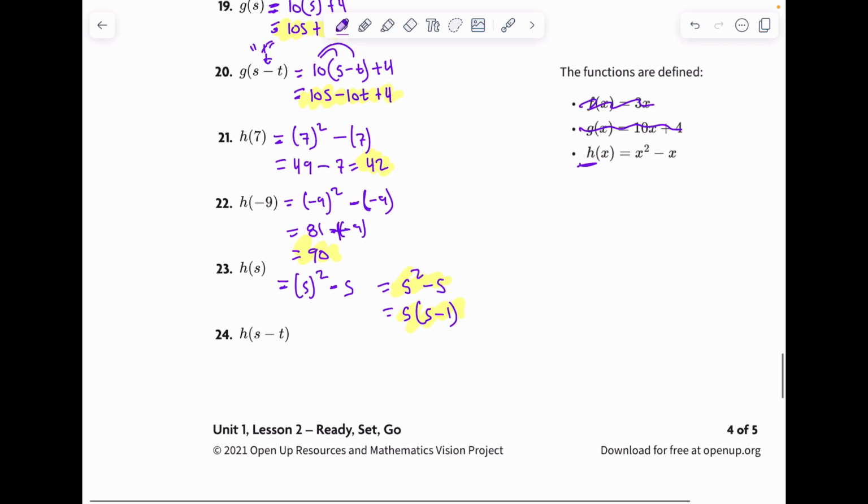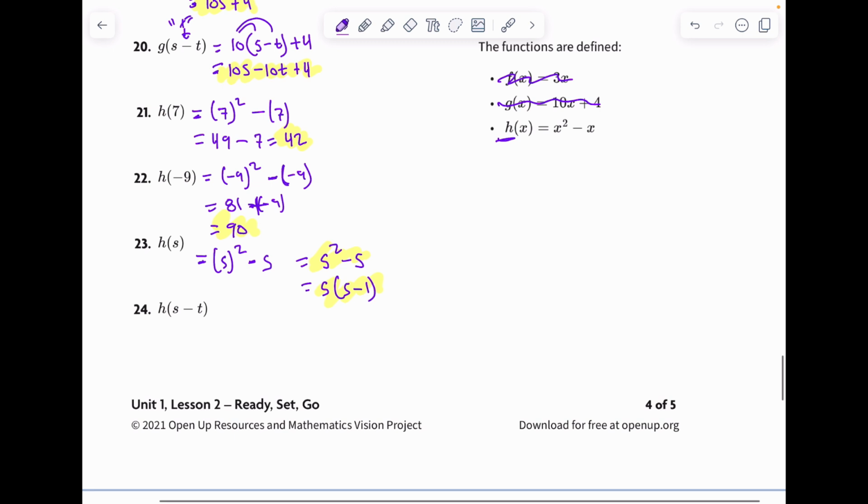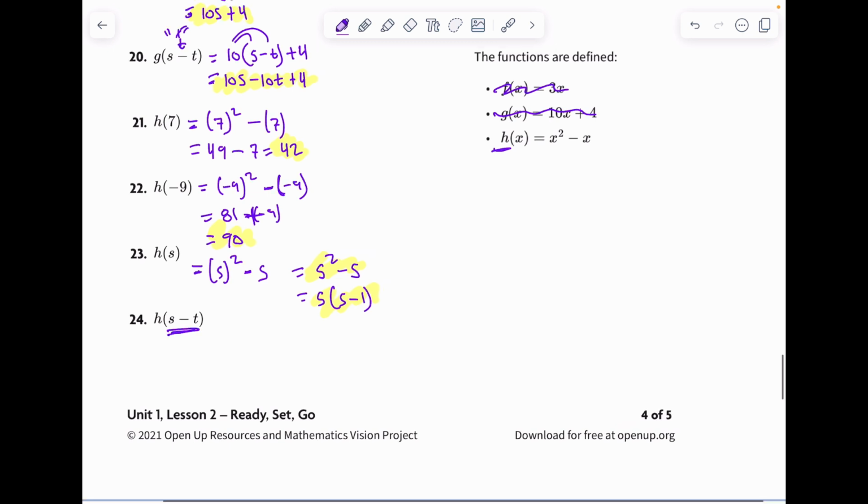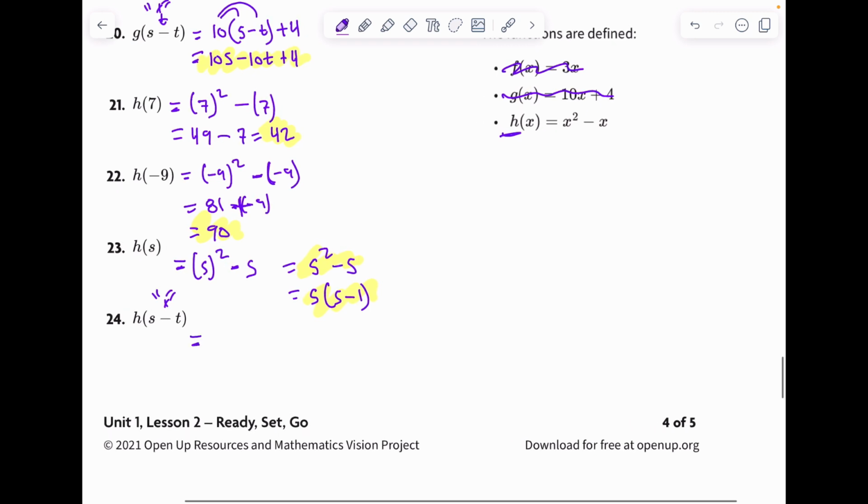Equals. Okay, now 24. So now this entire thing is still my x value, right? Think about that, still my x. So this is equal to s minus t squared, minus s minus t. These are my x values. Now, let's go ahead and simplify this.